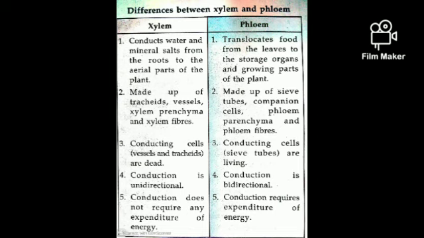For xylem, the conducting cells, vessels, and tracheids are dead. For phloem, conducting cells or sieve tubes are living. For xylem, conduction is unidirectional. For phloem, the conduction is bidirectional. Unidirectional means from the root towards the top of the plant, and in phloem, it can move either from the plant upwards to downwards or from downward to upward. Conduction in xylem does not require any expenditure of energy, but in case of phloem, conduction requires expenditure of energy.